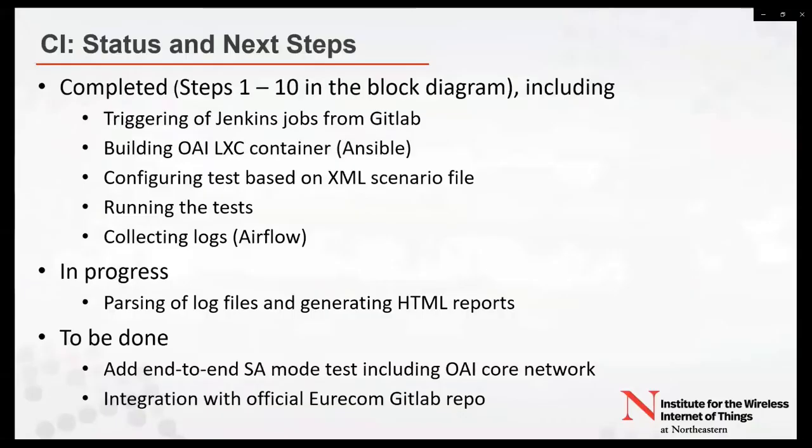This slide shows the CI status and the next steps. As we already saw in the CI demo, the steps completed include steps 1 to 10 in the block diagram, which include triggering of the Jenkins job from GitLab, building the OAI LXC container using the Ansible pipeline, configuring tests based on XML scenario files, running those tests on Colosseum, and collecting logs using Airflow.